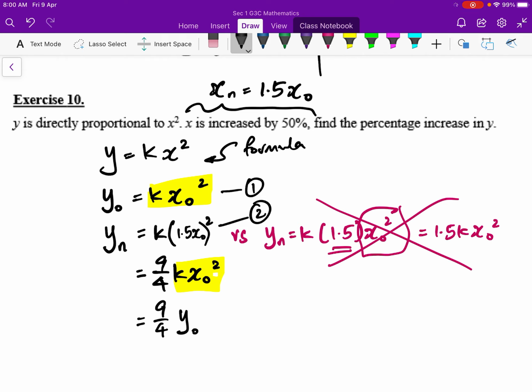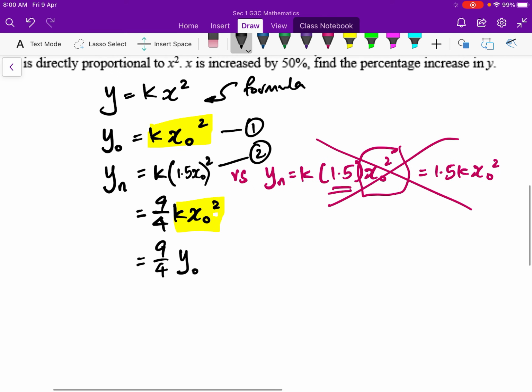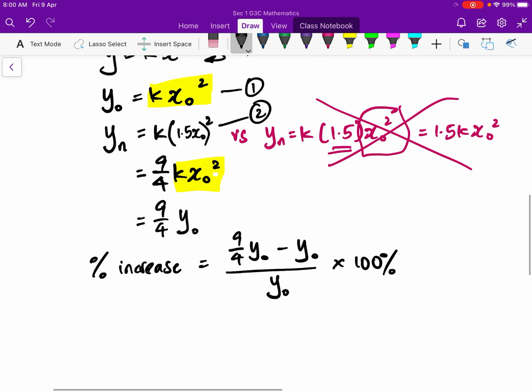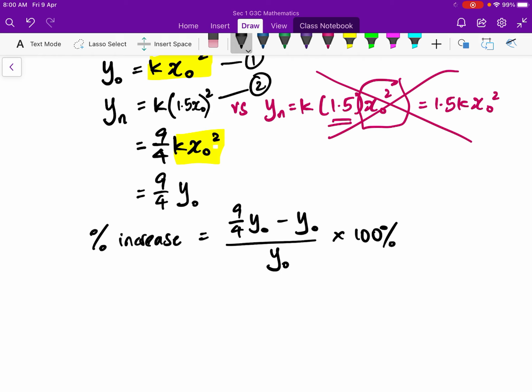Not the original y. Now we have a relationship. When my x was increased by 50%, my new y actually increased by this amount, which is not 50%. Therefore, percentage increase, you can write down already. Percentage increase will be the final 9/4 yo minus the original yo, divided by the original, times 100%. So 9/4 yo minus one of them, you get 5/4. So 5/4 yo in the numerator divided by yo, you get 5/4. So 5/4 times 100%, 25 times 5, you get 125%.